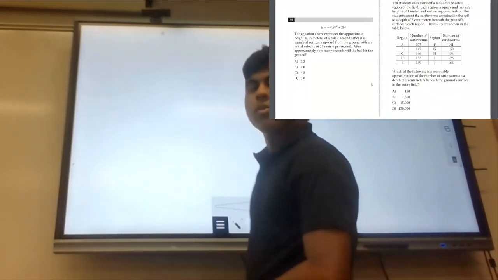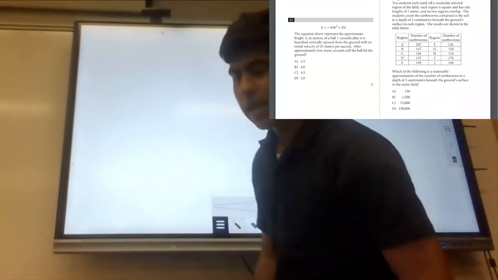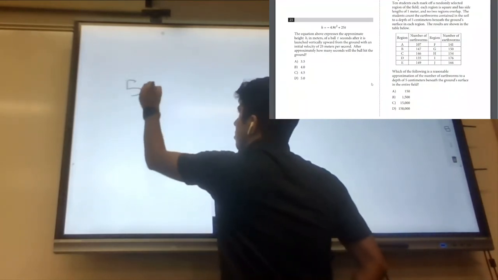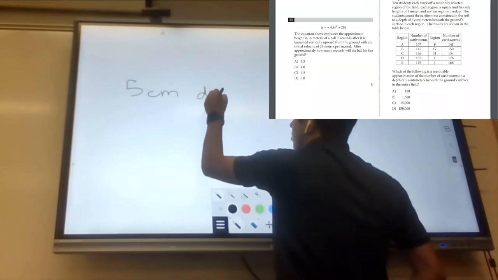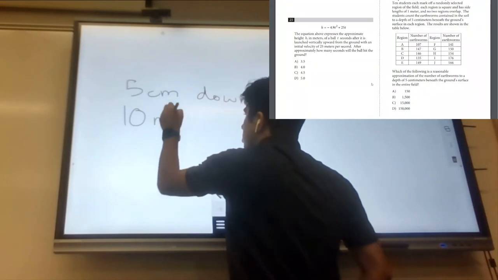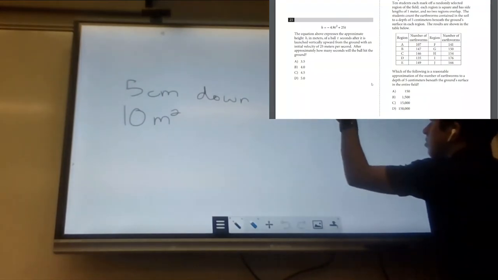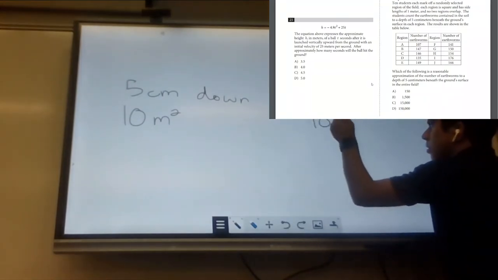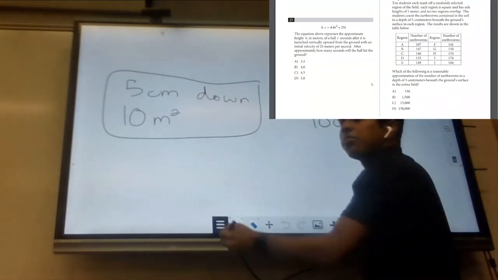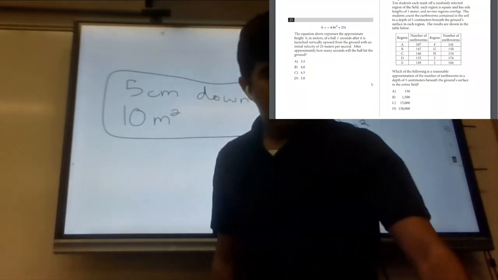All right, so first we can just add up all of these. This is going to account for 5 centimeters down over 10 square meters, because each region is 1 square meter and you had 10 students. Now you want 5 centimeters down for 100 square meters. So whatever you get here, you just multiply that by 10. So add up all of that.